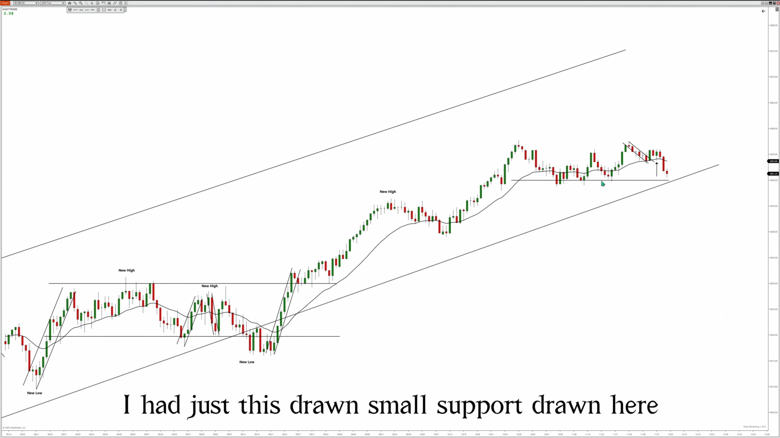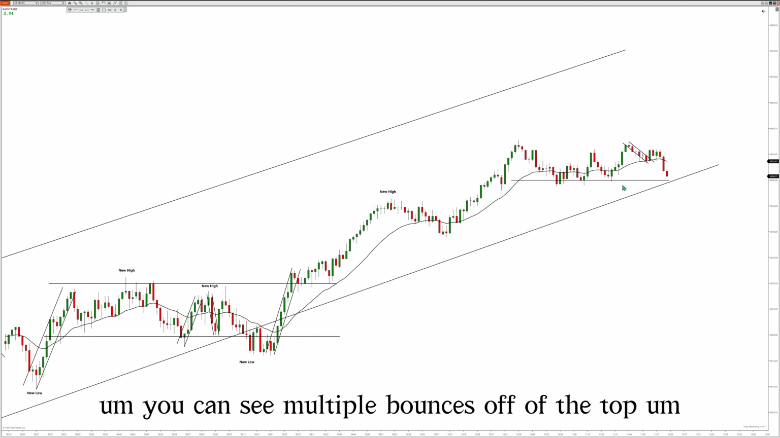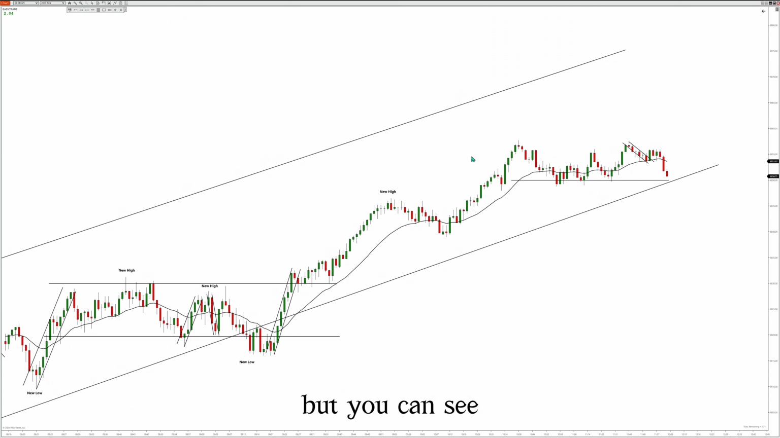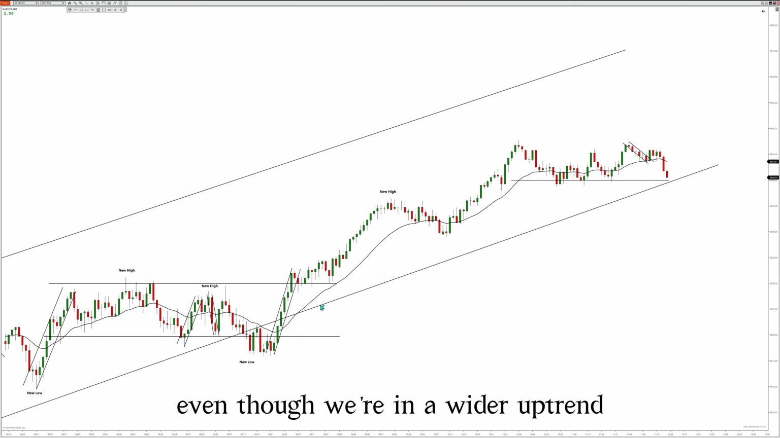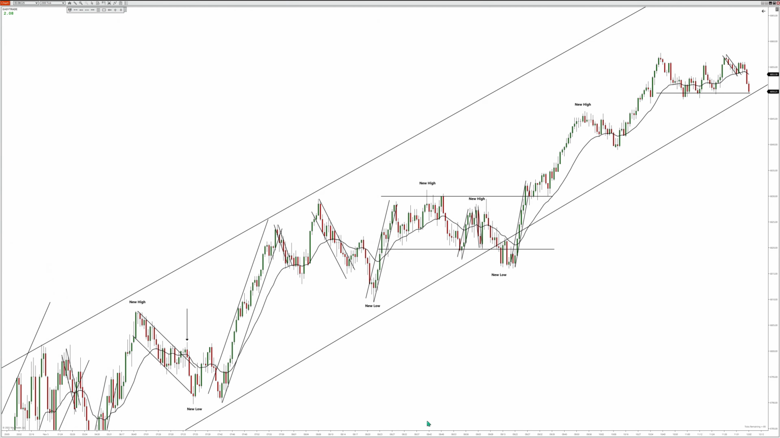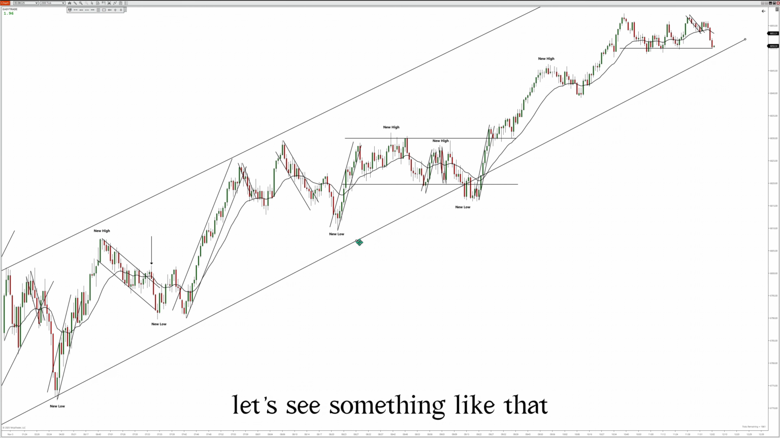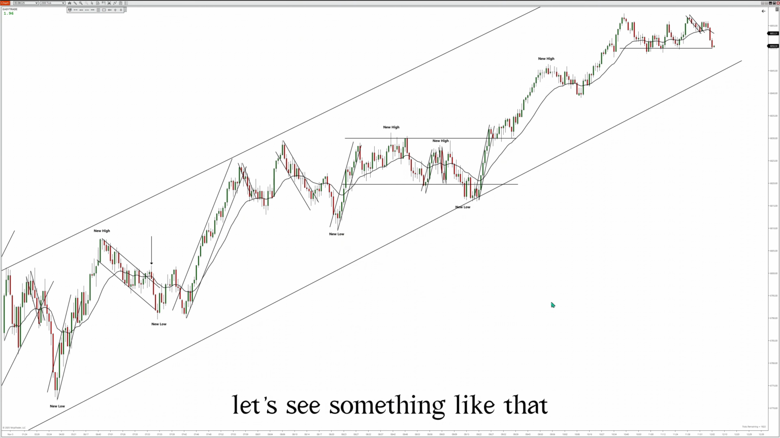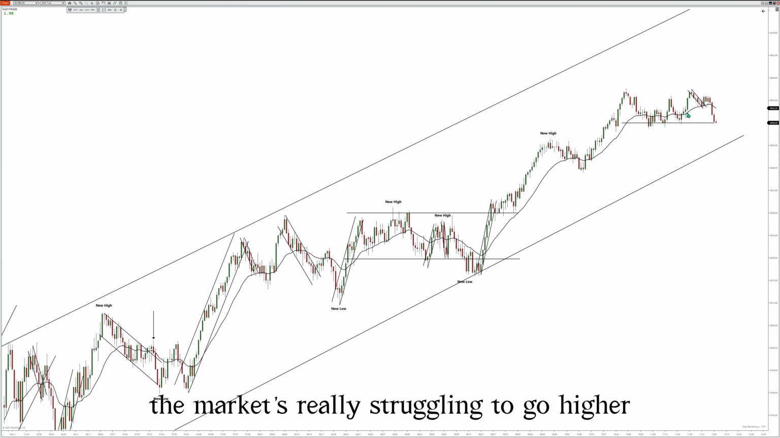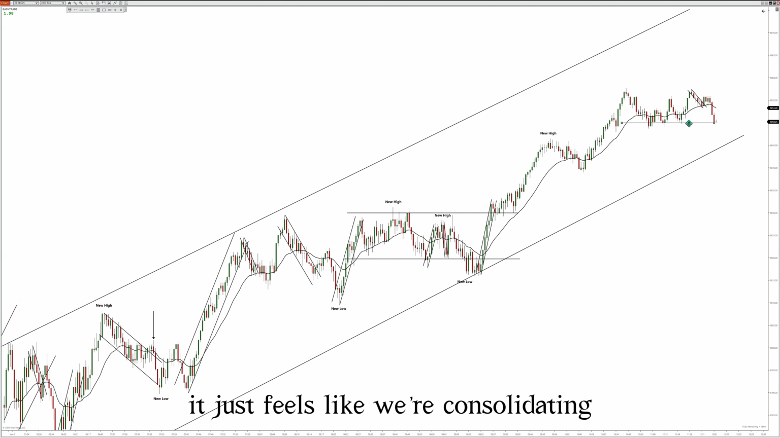Now originally I had just this drawn, small support drawn here. You can see multiple bounces off of the top. But you can see the market's really struggling to go higher, even though we're in a wider uptrend. This is supposed to be like this. Let's see. Something like that. But you can see the market's really struggling to go higher. It just feels like we're consolidating. So I just went ahead and drew a small trading range here.